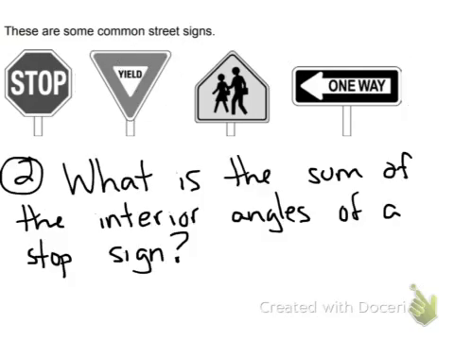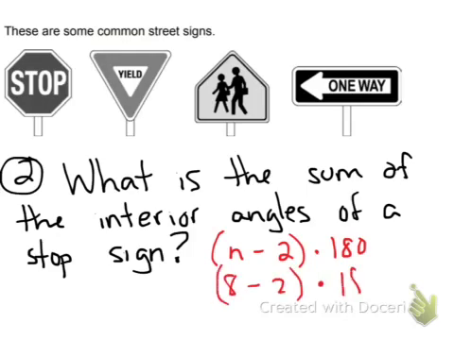Okay, so for this one they're saying what is the sum of the interior angles of a stop sign? So that's right here. Hopefully at this point we know that a stop sign is an 8-sided figure, so we're going to use our n minus 2 times 180 once again, with n representing the number of sides, in this case it's 8. Alright, so then we do 8 minus 2, which is 6. Okay, and then we're going to multiply that by 180. And 6 times 180 is 1080. So our answer for that would be 1080 degrees.